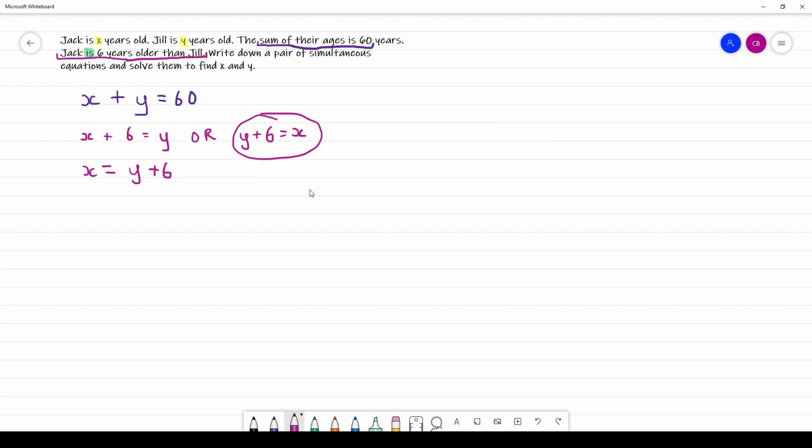So now we have our two different linear equations. We have equation 1, which is X plus Y equals 60. And we have equation 2, X equals Y plus 6. We have two methods we could solve this. We could use substitution or elimination. Because we have this X all by itself, we can easily substitute this into equation 1. So let's try substitution.